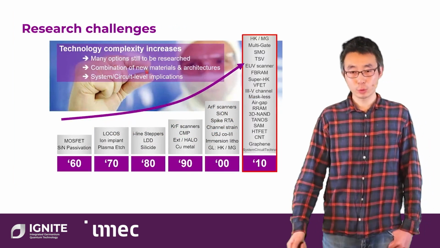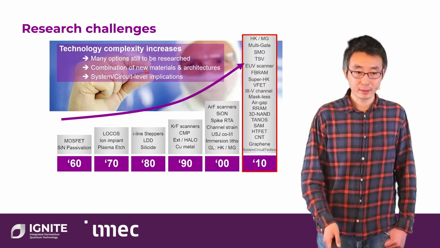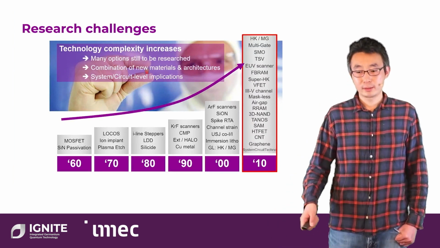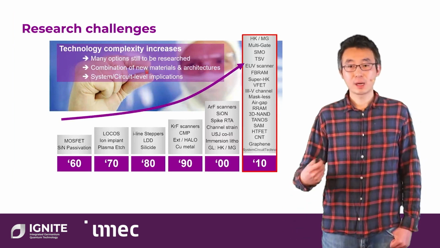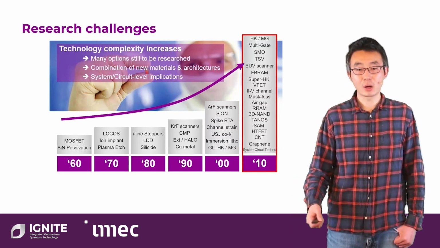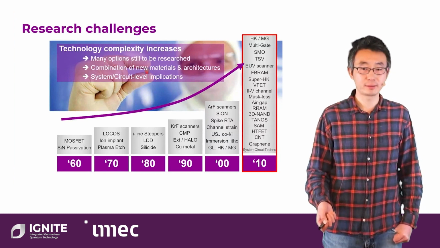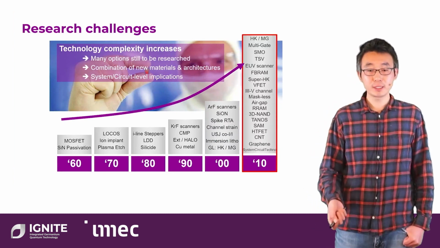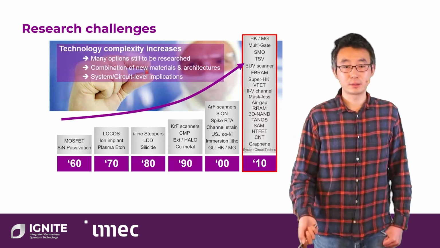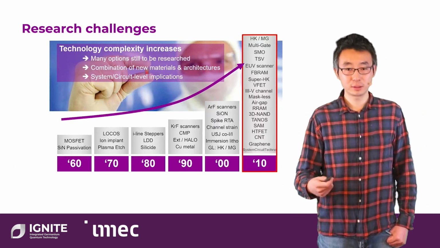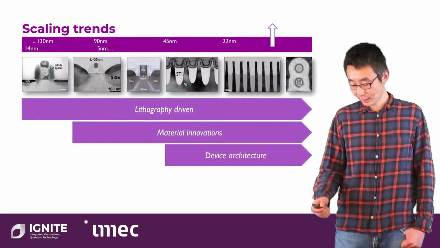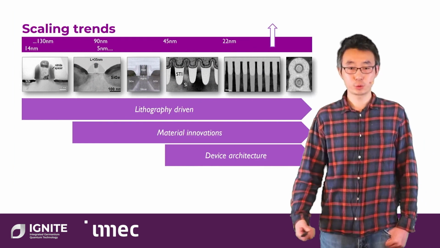Okay, if we try to put everything together, from the 60s up to now, there's been a lot of innovation that drives the downscaling of the transistor. But on top of that, there are also many options that can still be investigated. Essentially, that's a combination of new materials and architecture. And on top of that, there's system and circuit level development. So that's also a summary page about the scaling trend.